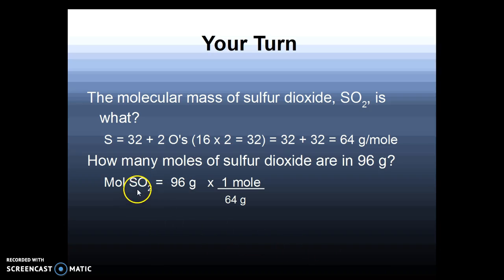Moles of sulfur dioxide equals 96 grams, that's our given amount, times the conversion ratio, 1 mole over 64 grams. Grams over grams is 1. Answer, 1.5 moles.